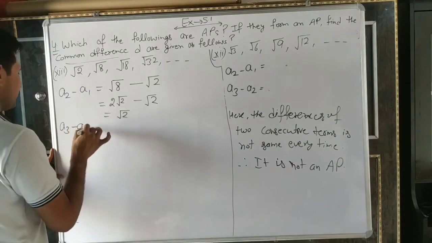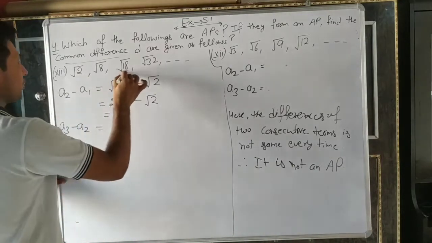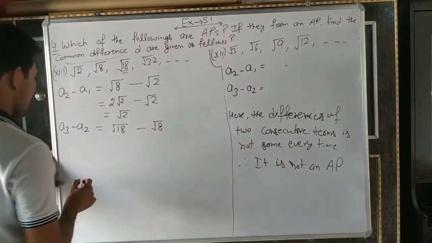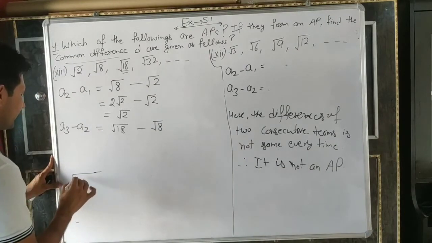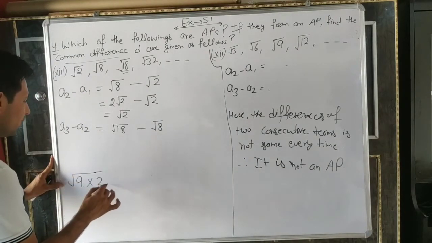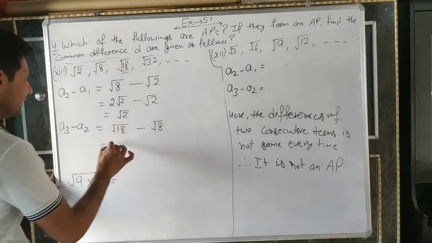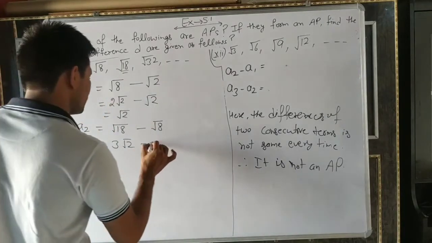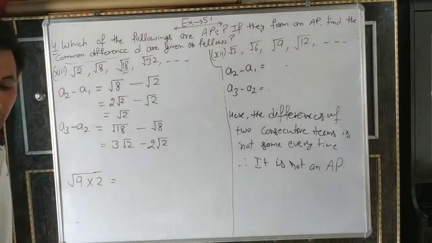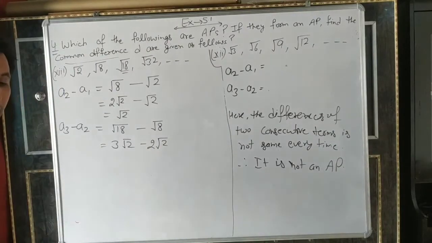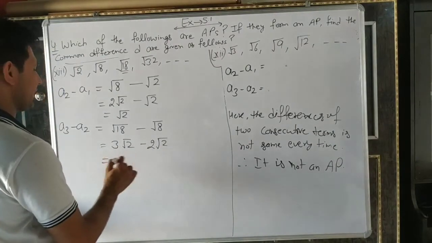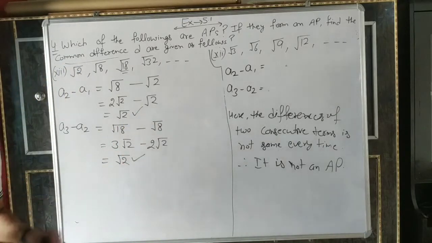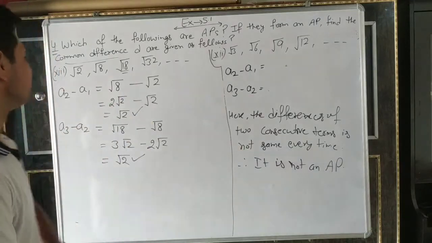Same as it is, we will find A3 minus A2. A3 is root 18 minus root 8. Now root 18, what can we write? 9 into 2. Square root of 9 is 3, so 3 into root 2. And root 8 we already know is 2 into root 2. So it becomes 3 root 2 minus 2 root 2, which is 1 root 2. Root 2, root 2. The common difference is the same. But you are saying, sir, it is not an AP.